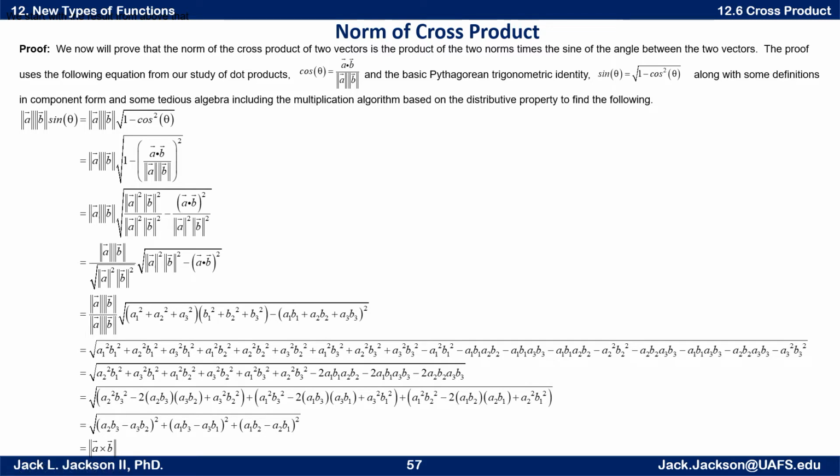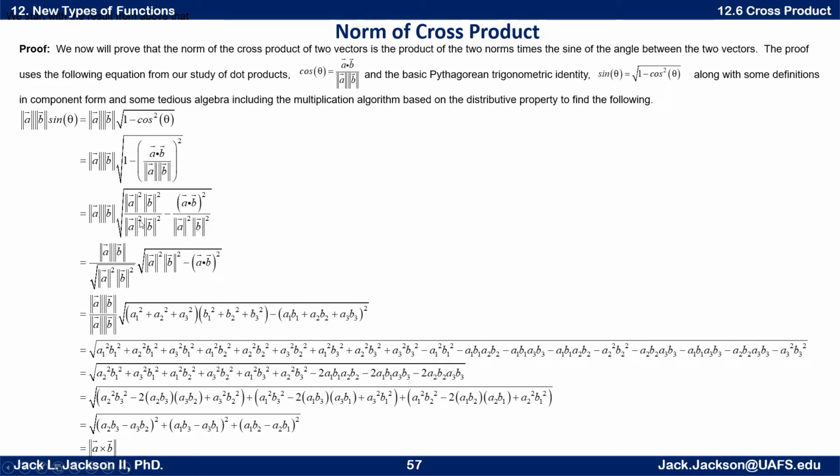All right, now let's see. We get a common denominator. In the top, we have norm of A squared, norm of B squared minus the dot product squared. That's under the square root. And then we can think of just norm of A squared times norm of B squared in the bottom, and then put the square root just over that.